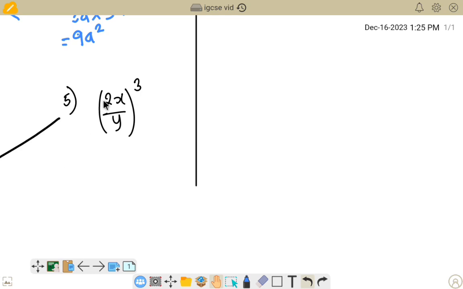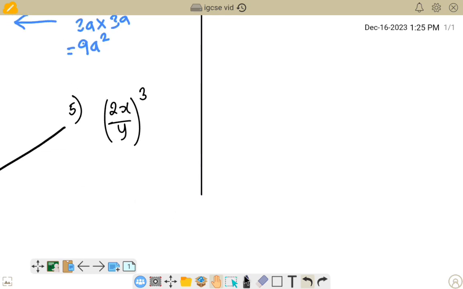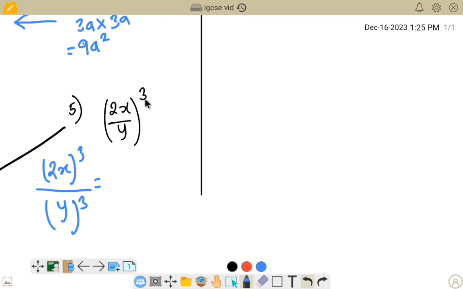This 3 is affecting everything in the brackets. Okay, it applies to everything in the bracket. So you have 2x, everything is to the power 3, divided by y to the power 3. Okay, because this 3 using the product law, applies to 2 in 3 places. This 2, the power here is 1. Imaginary 1 is here. So you have 1 times 3, power multiplied by another power.